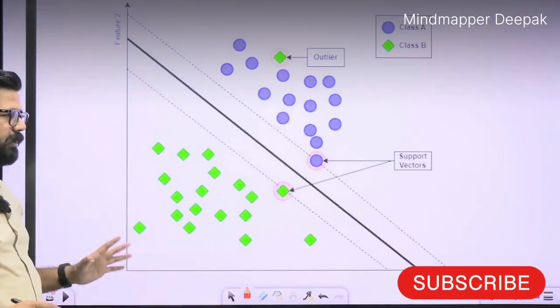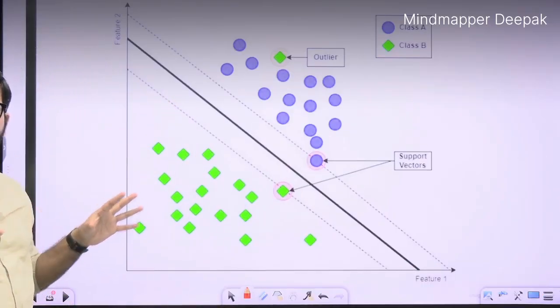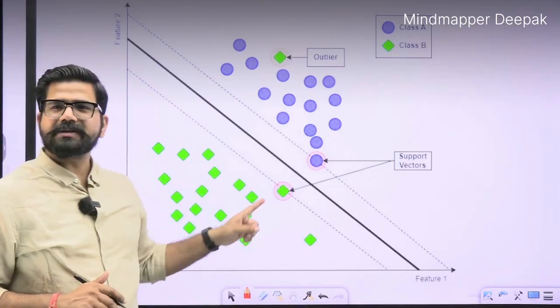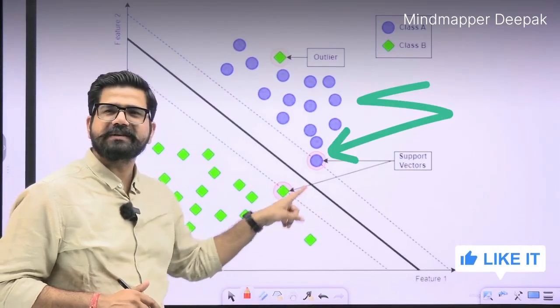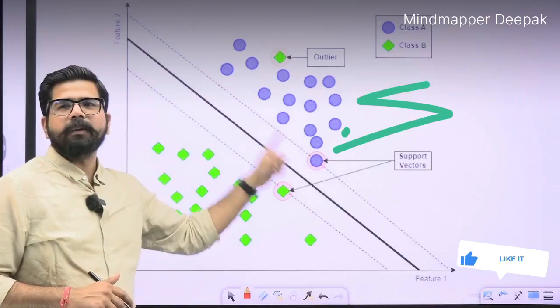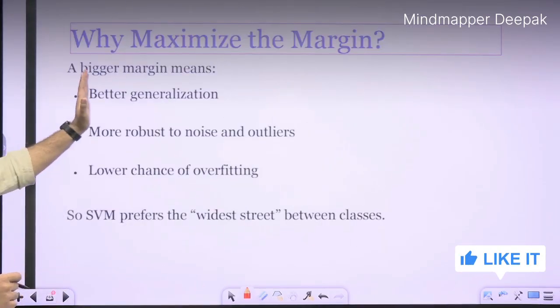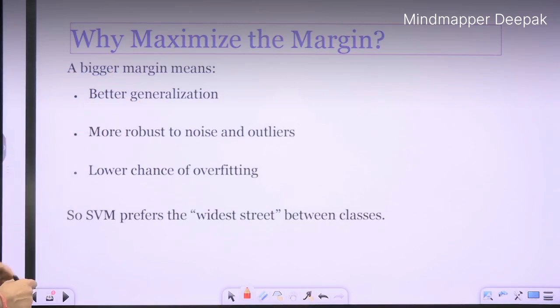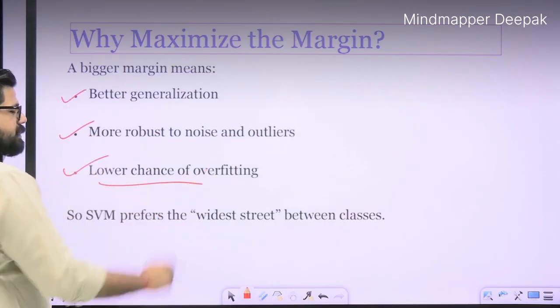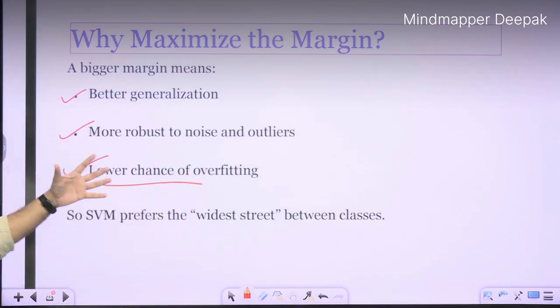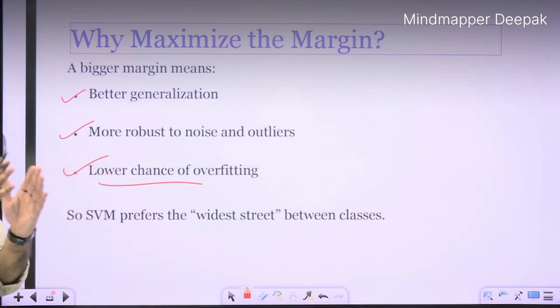So I think now a basic understanding is developed of what support vectors are. These are the support vectors of the classes, and this is the support vector plane, which is known as a hyperplane. Proceeding further, why do we maximize the margin? The bigger the margin means better generalization, which is more robust to noise and outliers. So it lowers the chances of overfitting. The more margin you have, the more it reduces the chances of overfitting.